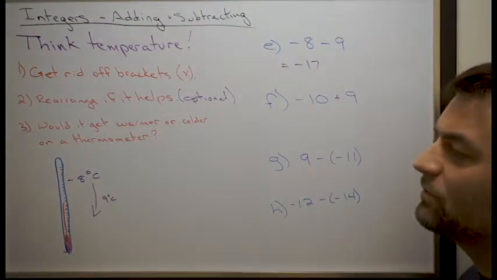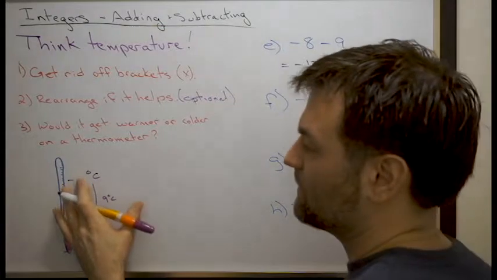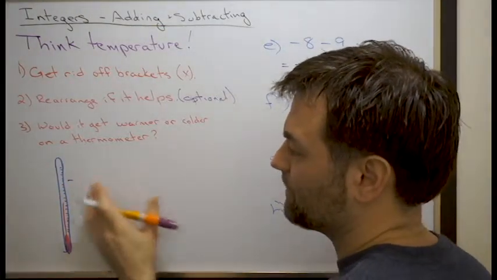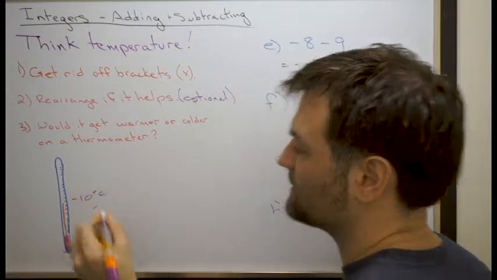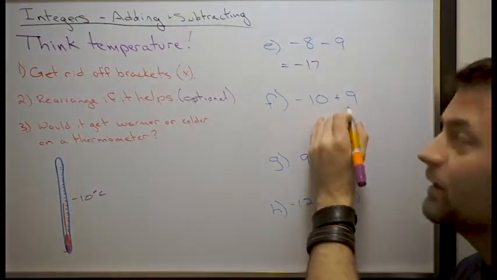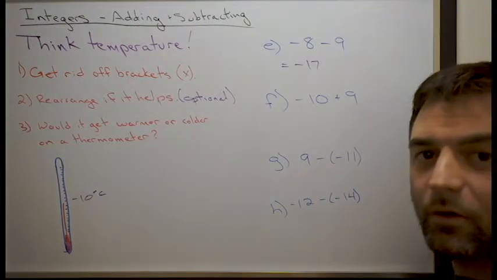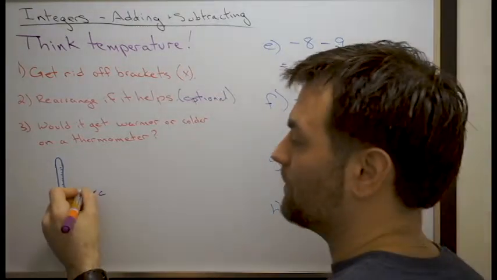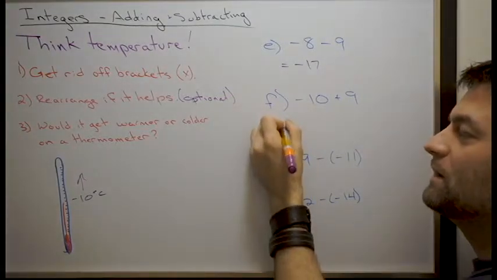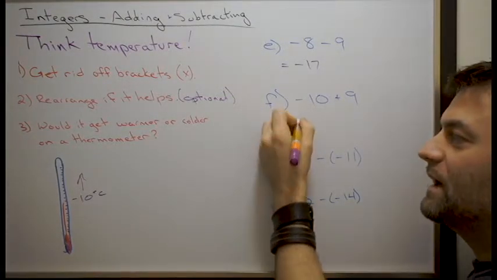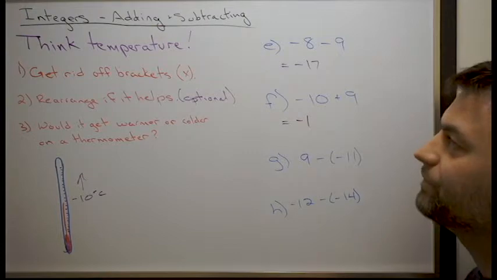In the next case, it's at minus 10 degrees Celsius. So if we're at minus 10 degrees Celsius, and then we're going to add 9 to that, we're going to go up 9 on the thermometer. So if we're going this way, the temperature is getting warmer, meaning that we need to be at -1.